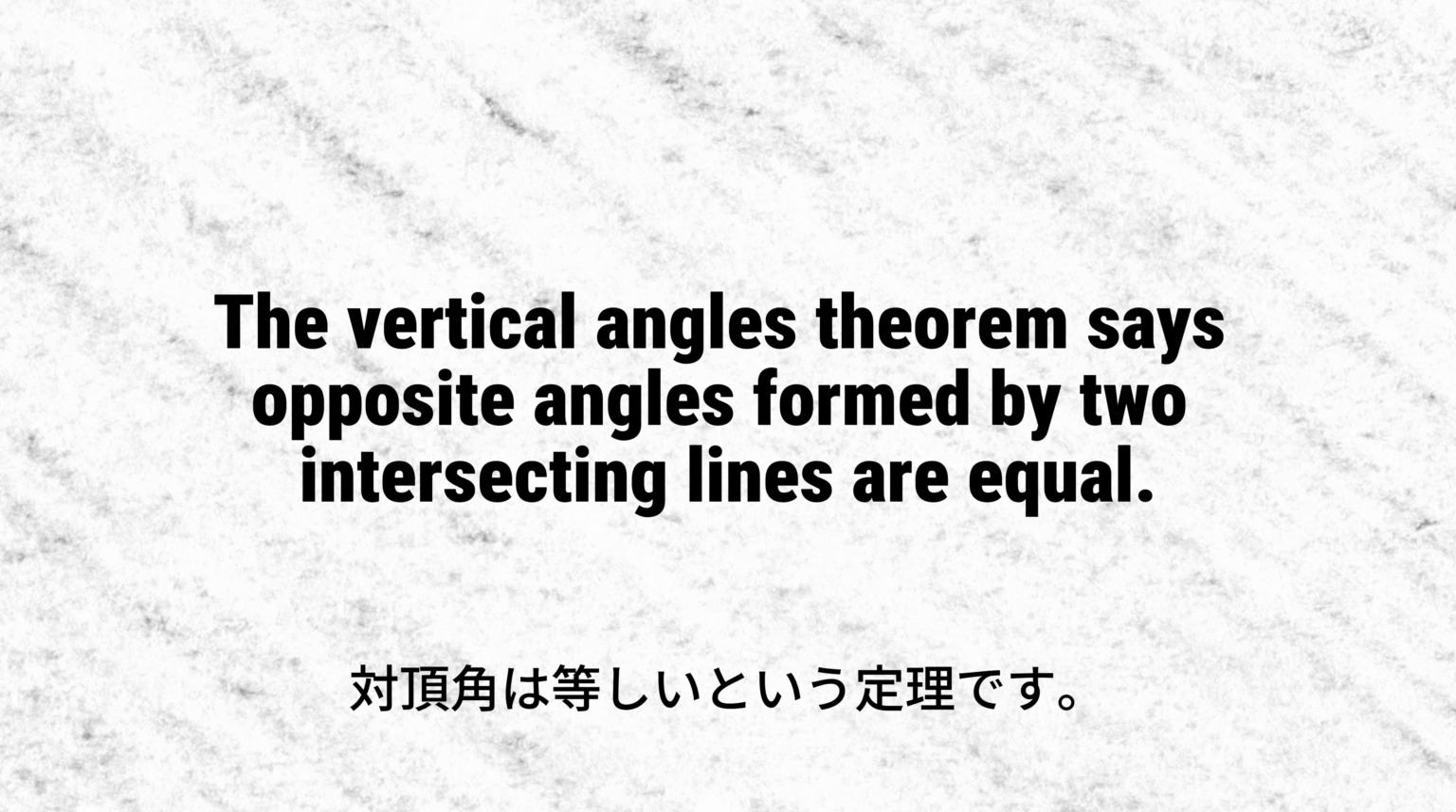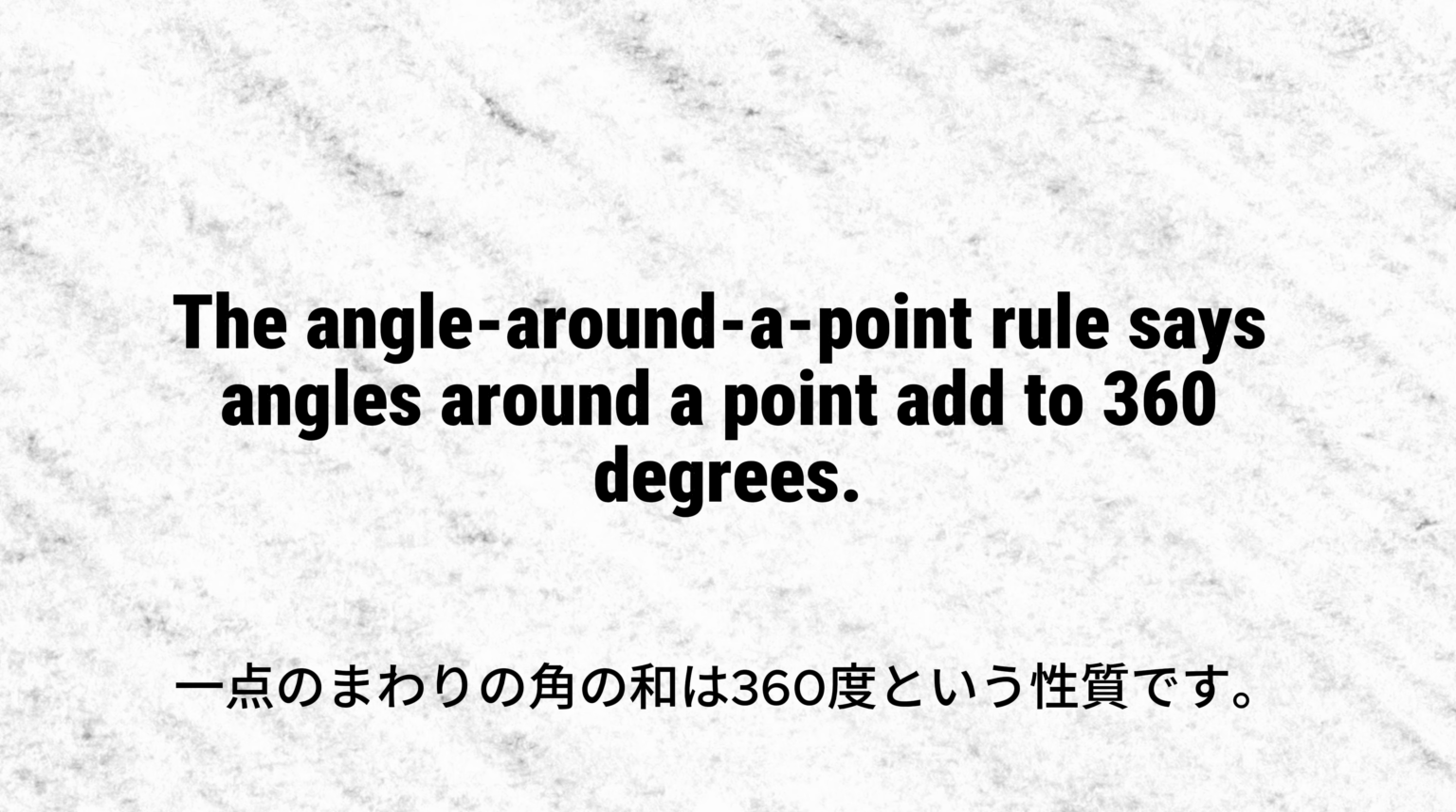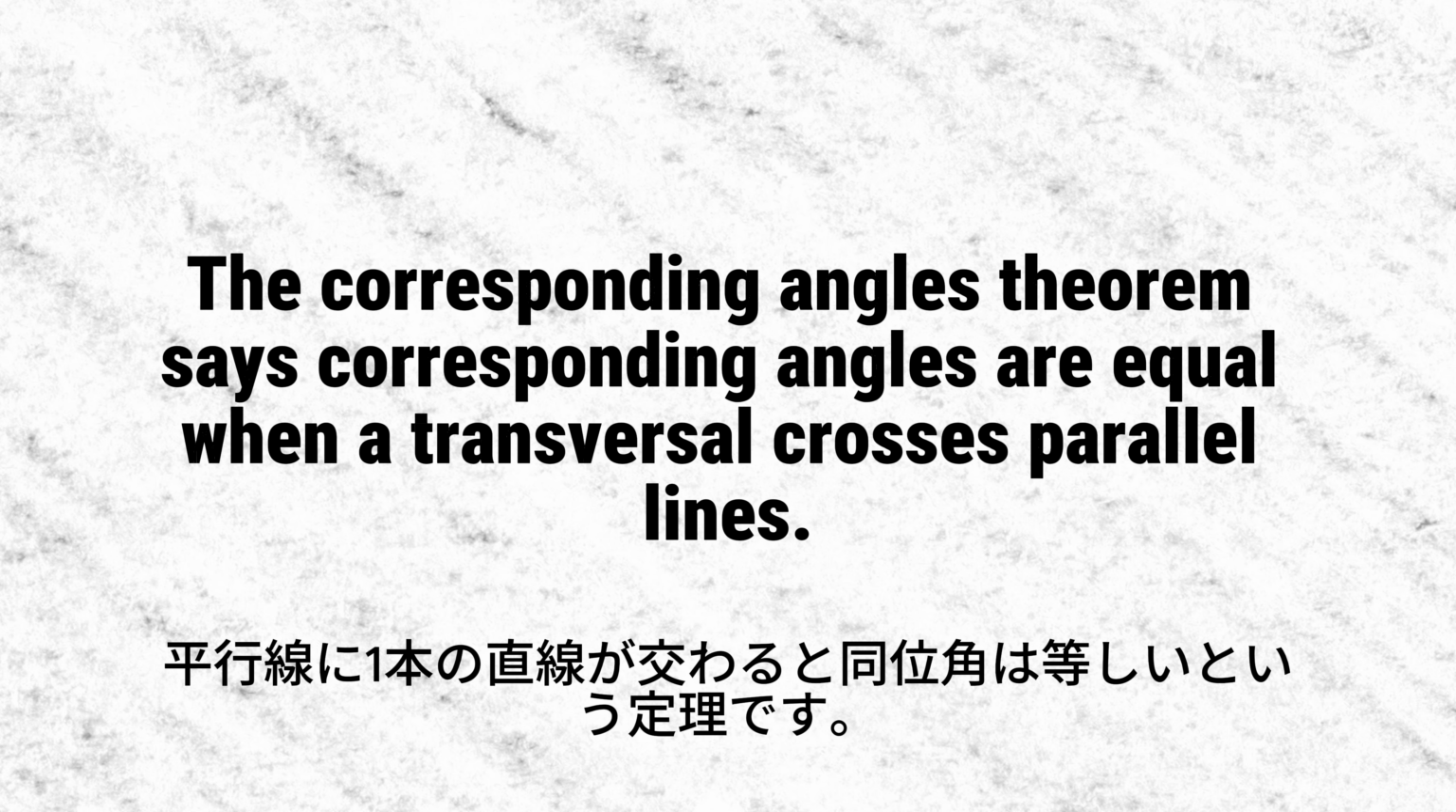The vertical angles theorem says opposite angles formed by two intersecting lines are equal. The linear pair theorem says two adjacent angles on a straight line add to 180 degrees. The angle around a point rule says angles around a point add to 360 degrees. The corresponding angles theorem says corresponding angles are equal when a transversal crosses parallel lines.